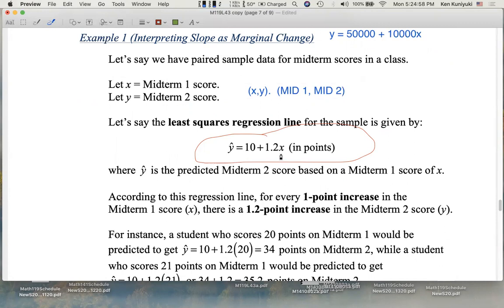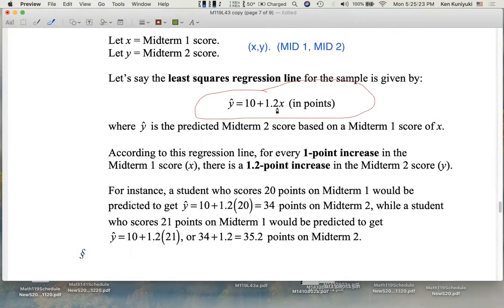The idea being that let's say I base this model on previous semesters, and I find out your midterm 1 score and tell you what it is. And you ask me, hey, professor, what do you think my midterm 2 score is going to be? I can use this formula. So if you got 10 points on midterm 1, I hope you didn't, but if you did, then I'd say that I predict a 22-point score for you on midterm 2.